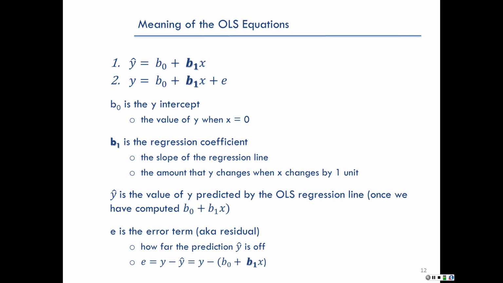E is the error term, also referred to as the residual. This is how far our predicted value of y is off. So you can see in equation number 2, the true value of y is equal to our intercept plus our regression coefficient multiplied by our independent variable plus an error term. And that error term, as you can see in the equation at the bottom, is equal to the true value of y minus the predicted value of y. Or another way of putting that is it's equal to the true value of y minus beta naught plus beta 1x.